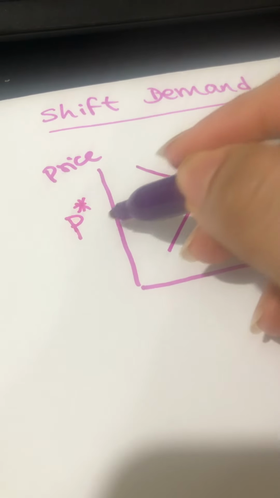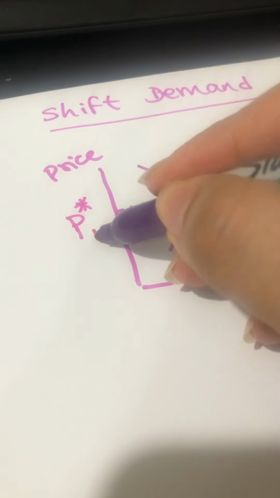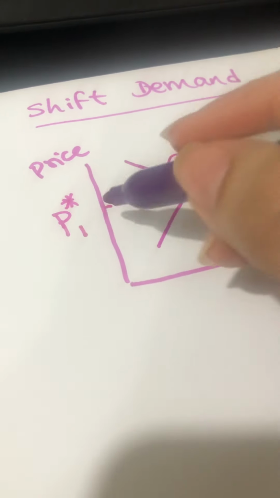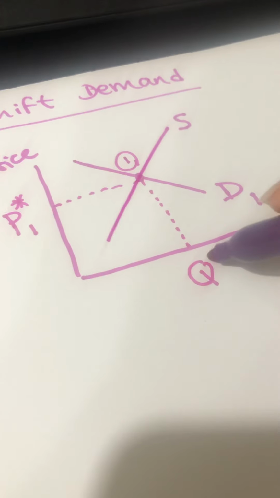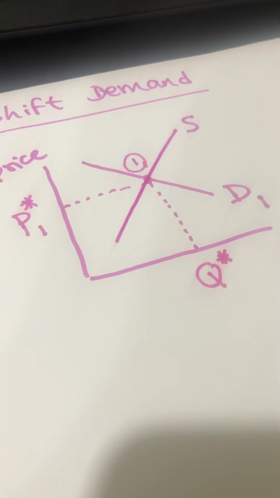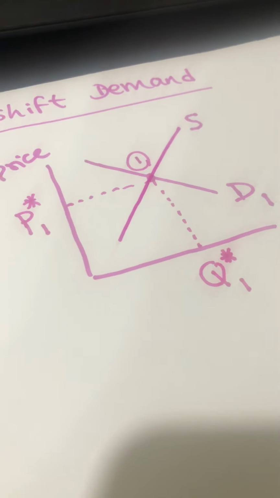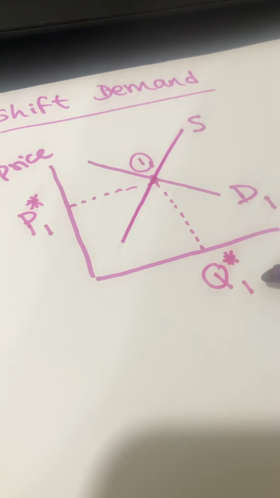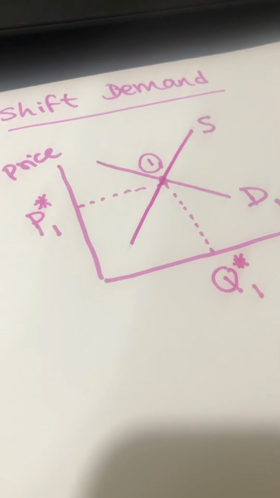Since again, I will shift my demand and I will have a new equilibrium, I will have a new equilibrium price and a new equilibrium quantity. So I'm calling this price P star 1. And then we have one quantity, and that will be our equilibrium quantity, Q star. And it's coming from our equilibrium number 1, so I'm going to call it Q star 1.